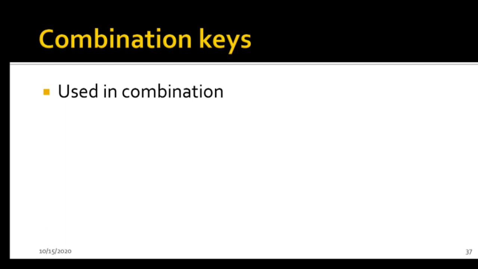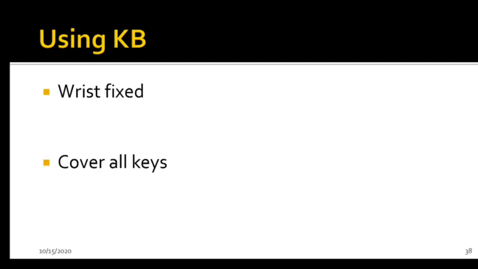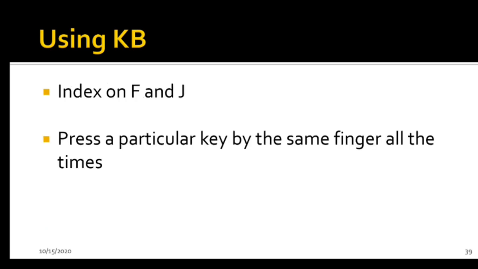Combination keys are used to produce different combinations of two keys. These key combinations are very useful to perform particular functions using the keyboard. While you are typing, you have to keep your wrist in a fixed position and try to cover all keys using all 10 fingers of both hands. With the index finger, you can use the F and J keys and press a particular key with the same finger all the time. So this is the right typing habit.